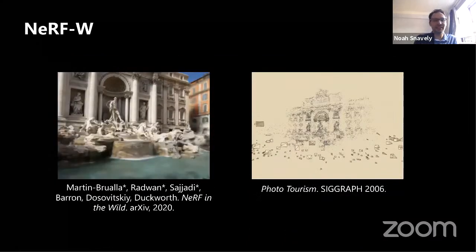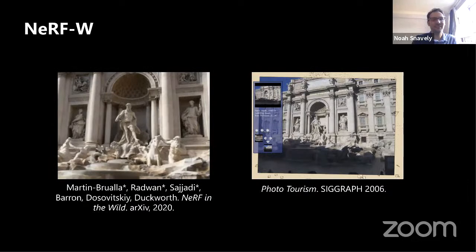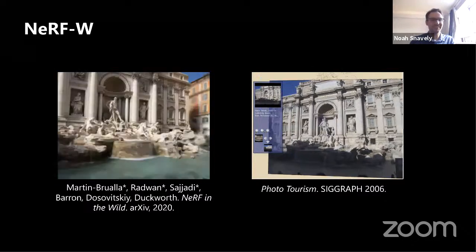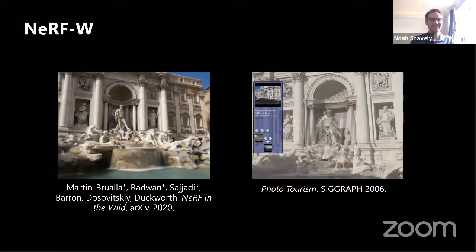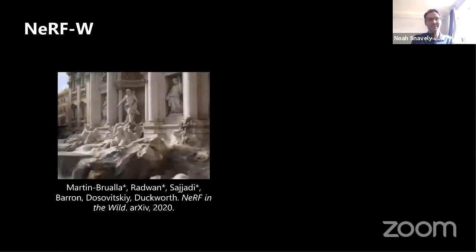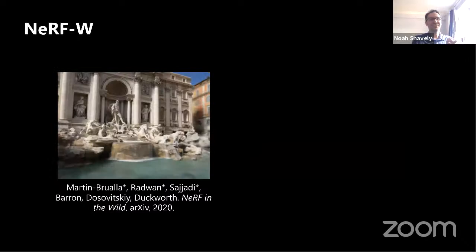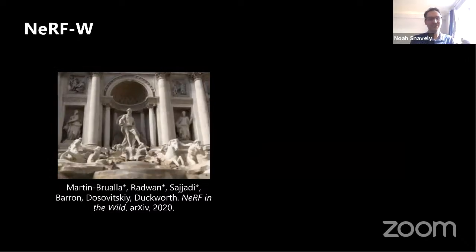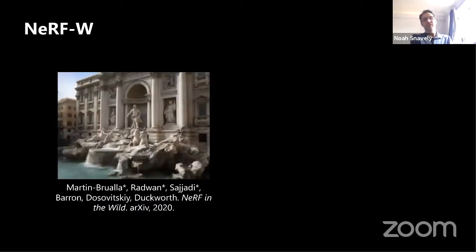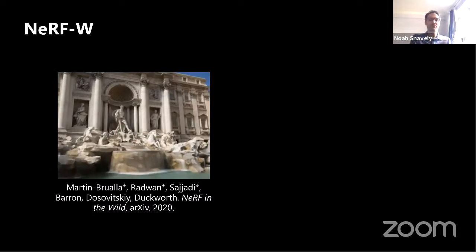Now I should say, in the time when we submitted this paper, NeRF, which probably all of you know, the famous NeRF, didn't even exist. And in the time between submitting our paper and it being published at ECCV, not only did NeRF exist, but another paper called NeRF-W came out, which uses NeRF instead of MPIs as the basis for spatiotemporal view synthesis.